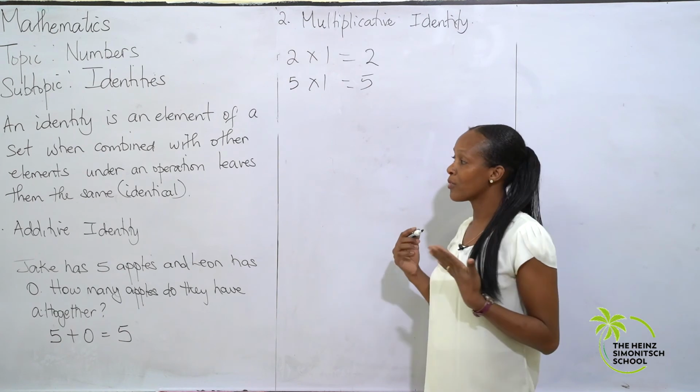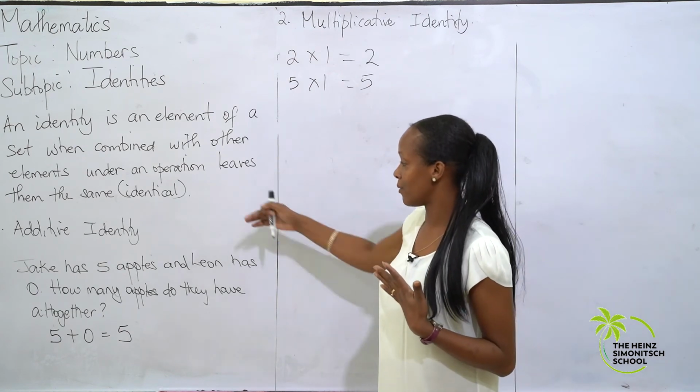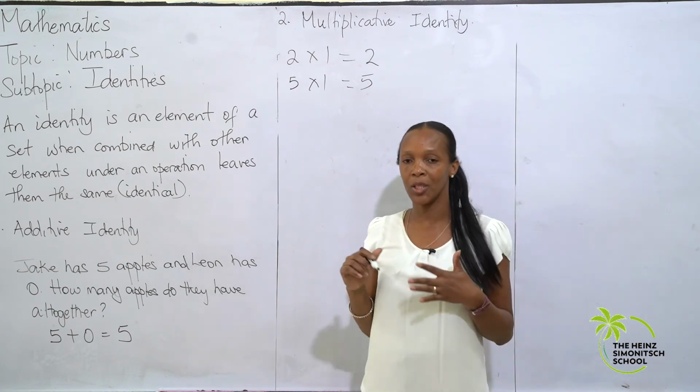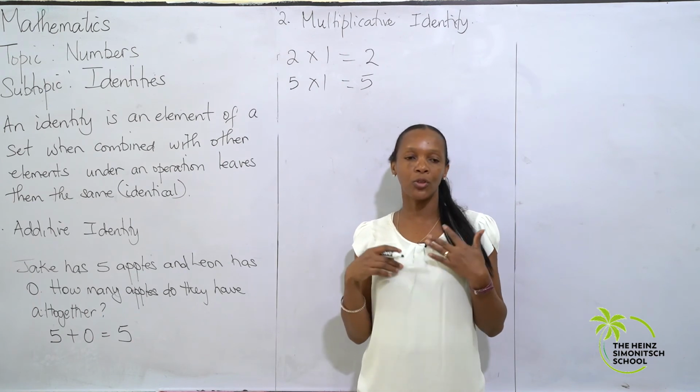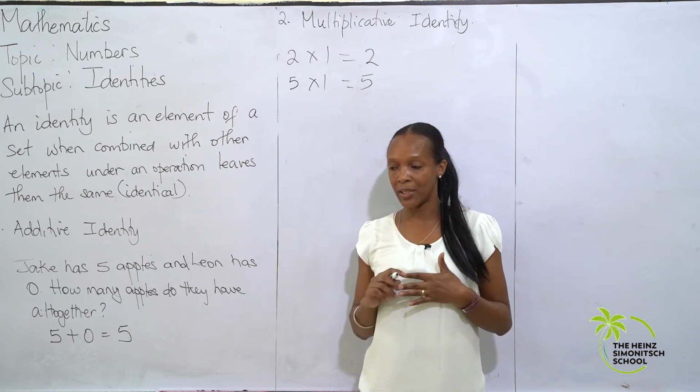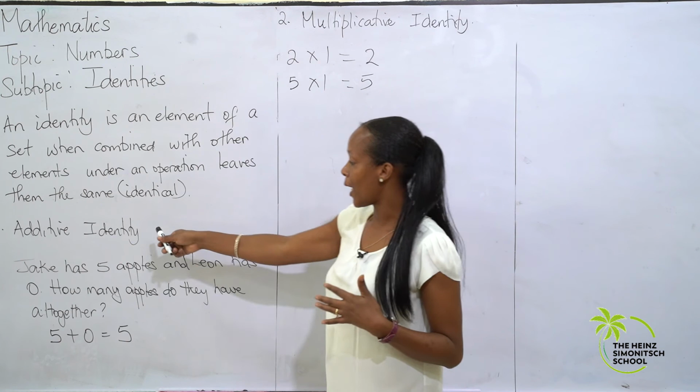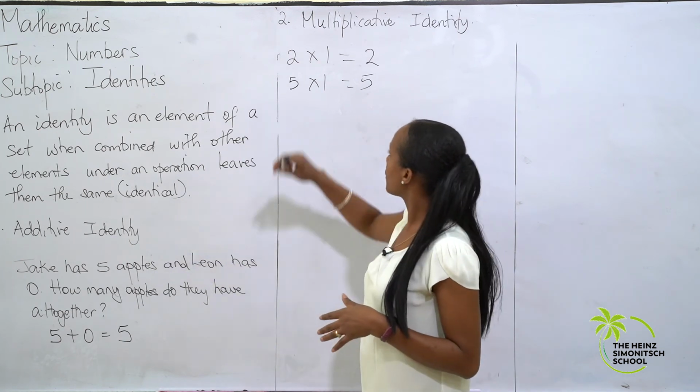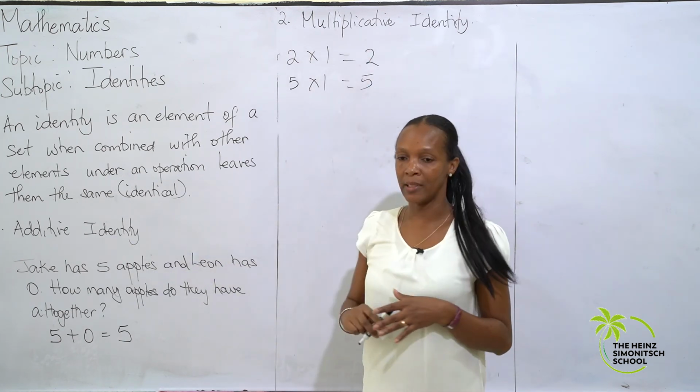All right, so those are 2 identities in math that we are going to be looking at, and we're going to do others like these. So we have the additive identity and we have the multiplicative identity.